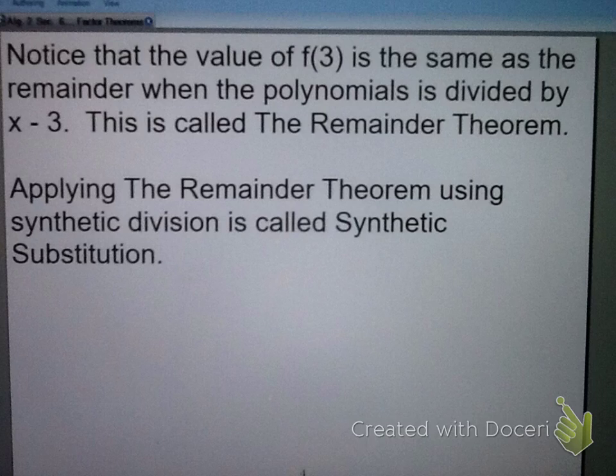Notice that the value of f of x is the same as the remainder when the polynomial is divided by x minus 3. This is called the remainder theorem. So when you do the synthetic substitution, it's called the remainder theorem because the remainder is our answer.